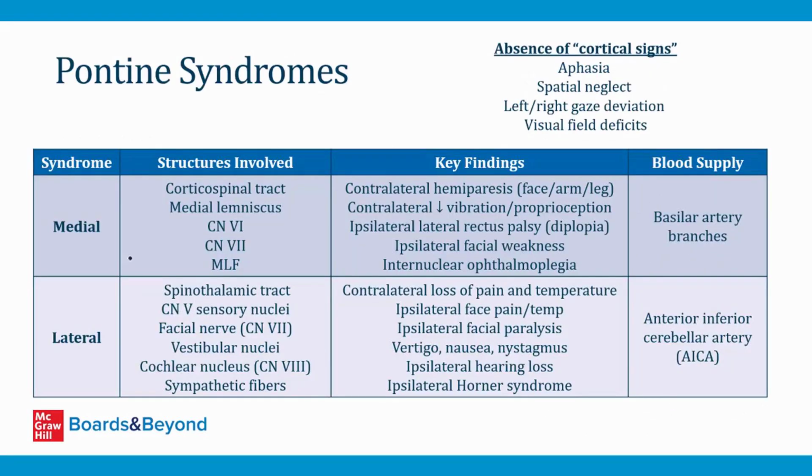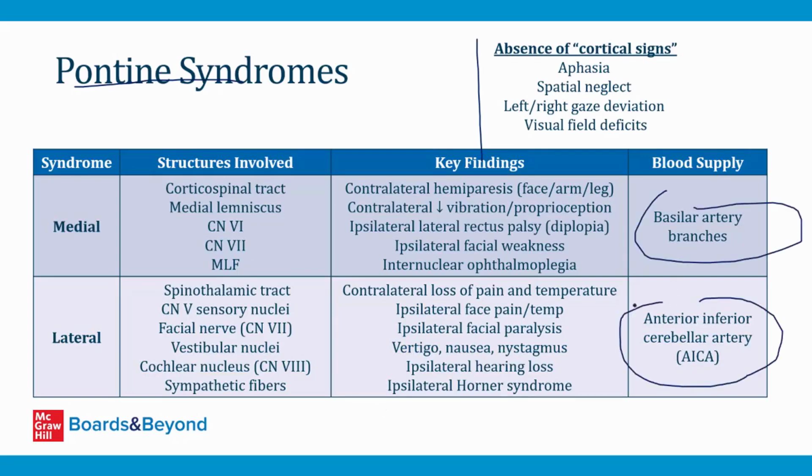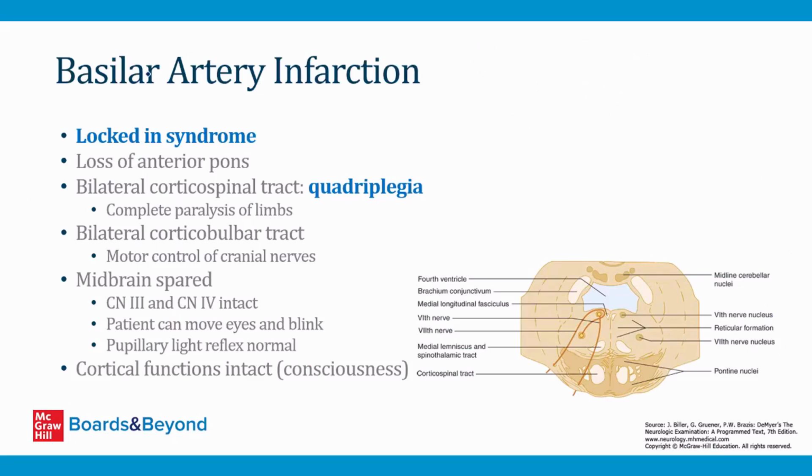And so on this slide, I've created a table with a summary of the two broad categories of pontine syndromes. Remember, these syndromes will present with an absence of cortical signs, and then we'll have all the clinical features I've listed here. These are all the things I said in the last few slides. And the blood supply to those regions is the basilar artery branches for the medial pons and the AICA for the lateral pons. Before we move on from the pons, let me talk briefly about a basilar artery infarction.